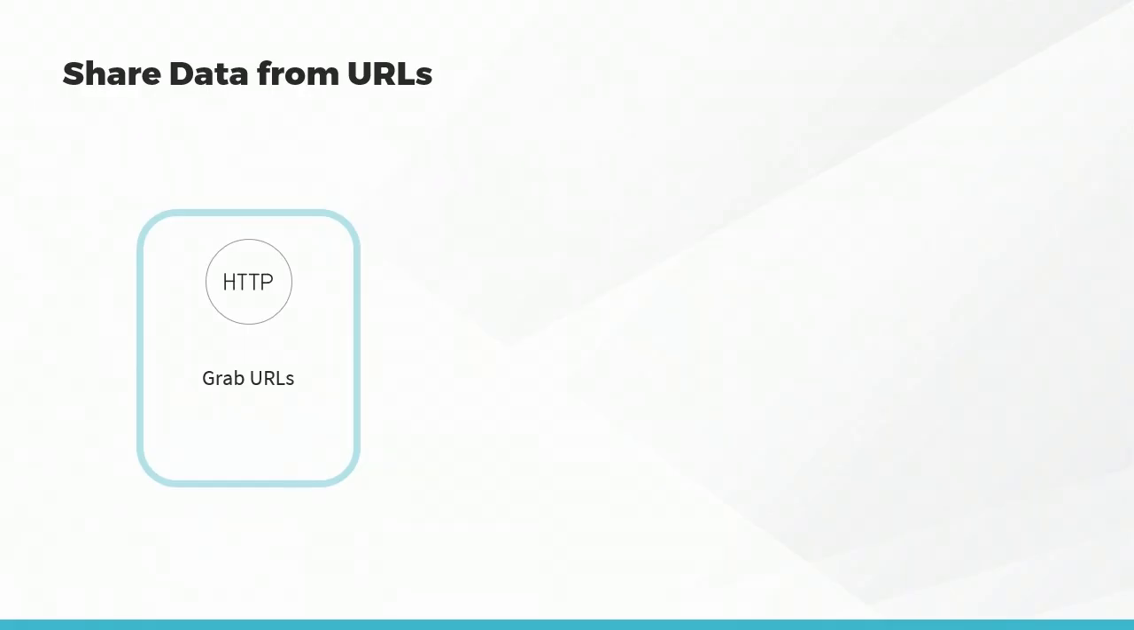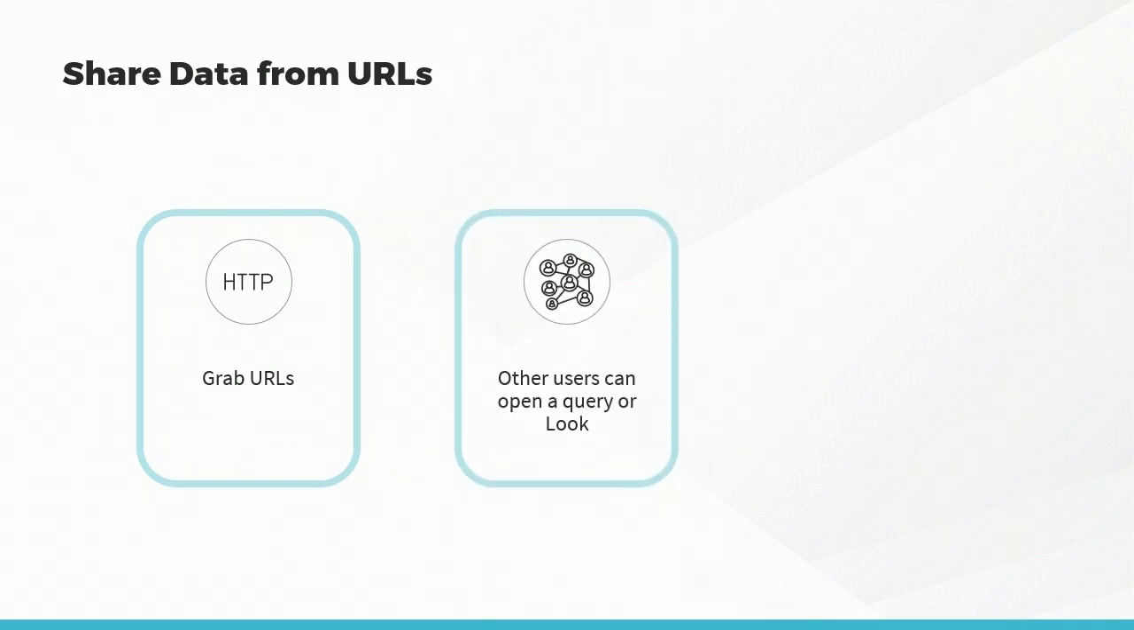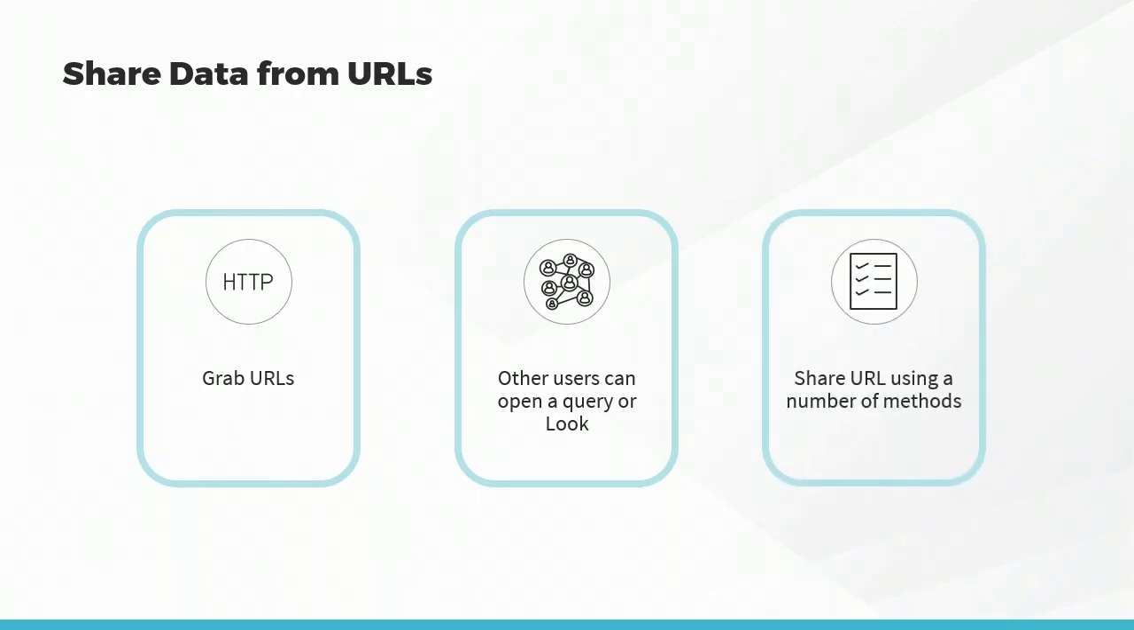Let's dig into one of them here. This is called sharing data from our URLs. So from within Looker, I can grab any one of a series of URLs and then make them available to users or users outside of our Looker instance, and they can open a query to actually see what's going on in them. So other users can open a query, or what's known as a look, and then this is going to send data from Looker to other destinations outside of our Looker, and this is just publishing a look within a public URL.